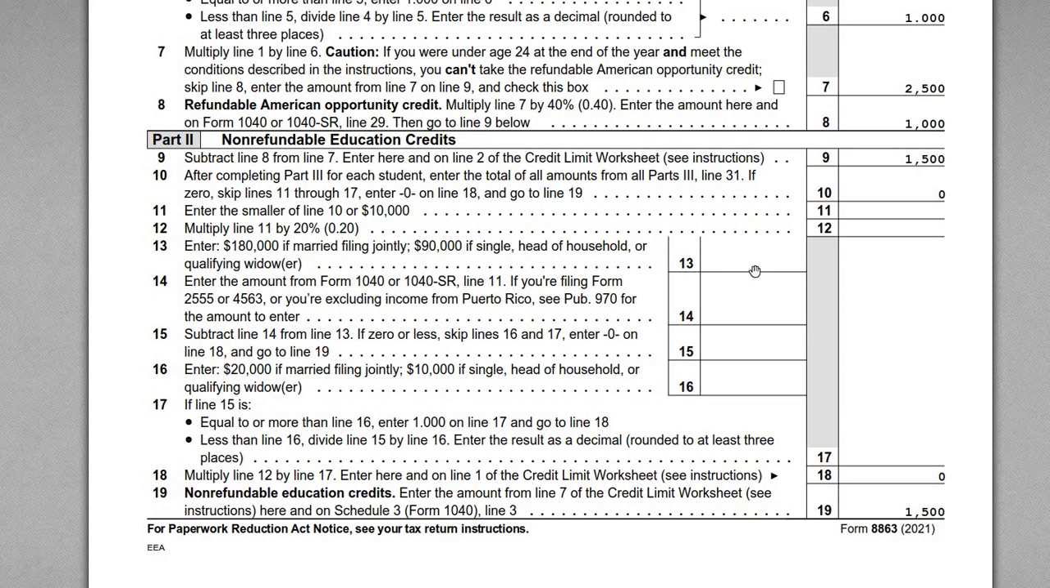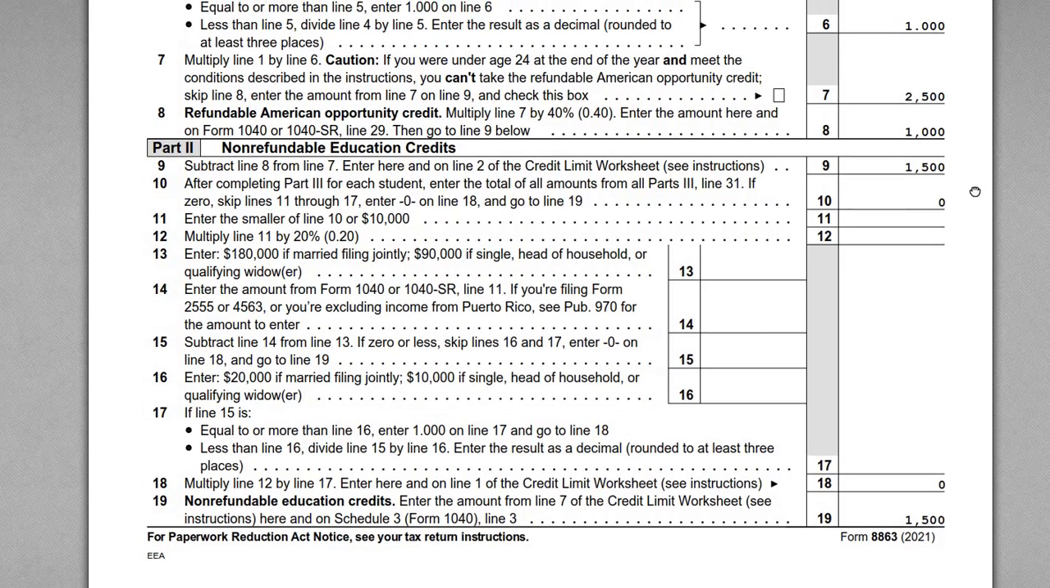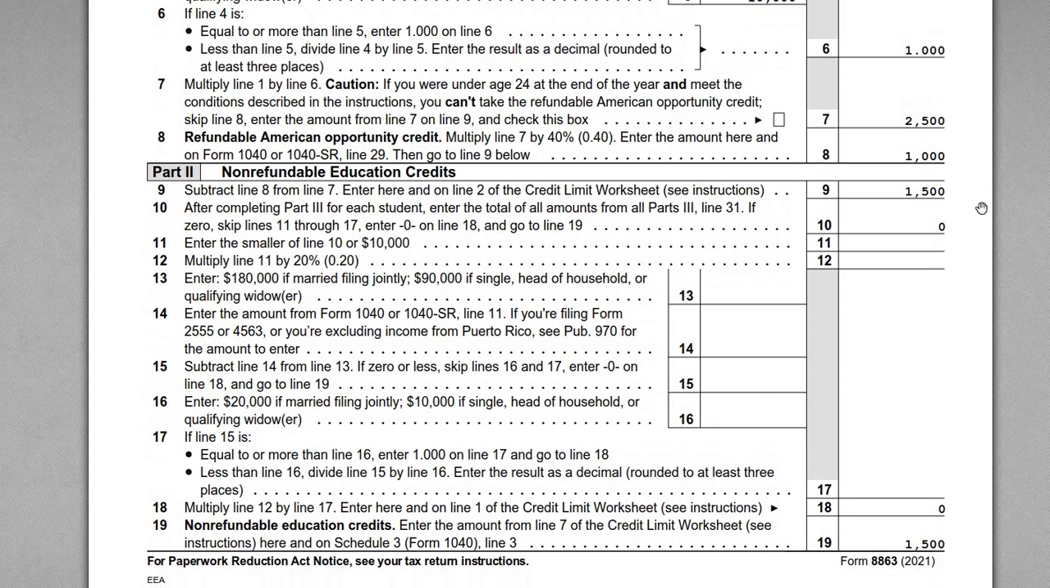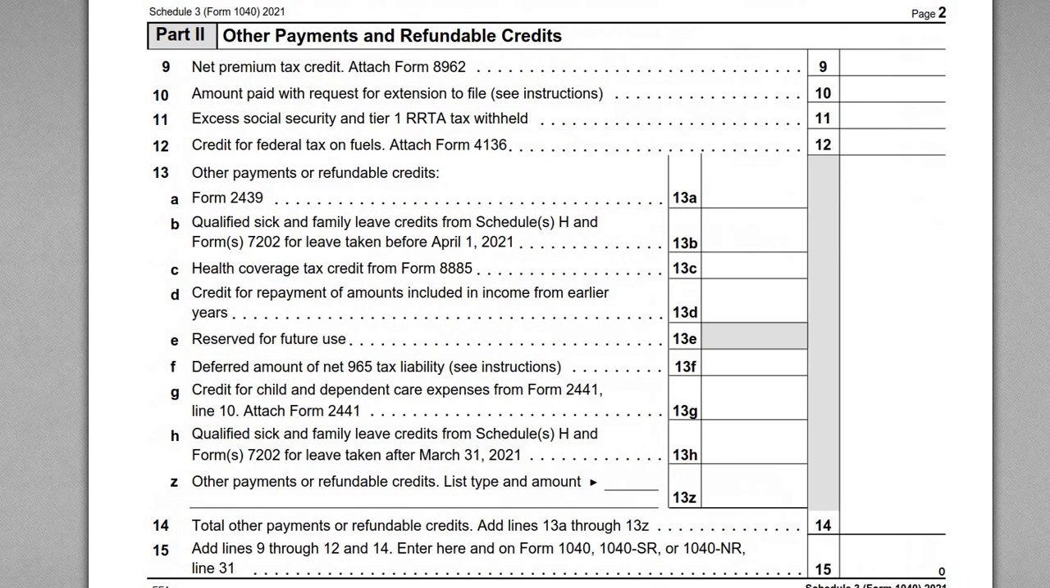The non-refundable education credit is just the opposite. It's not going to be refundable if your income tax liability is zero, but you can still take a dollar for dollar offset against your tax liability. So what we've done here is we've computed the refundable portion of the credit is $1,000, and the non-refundable portion is $1,500. So how do those amounts eventually work their way back up to the return?